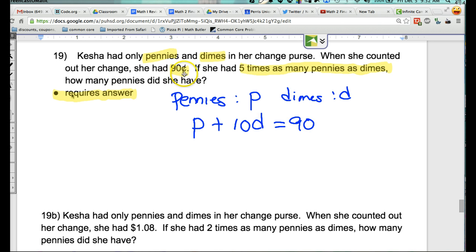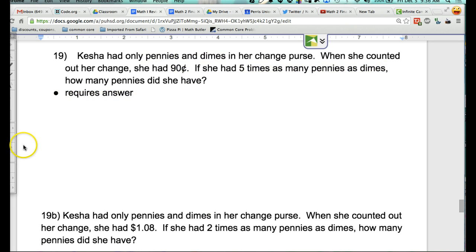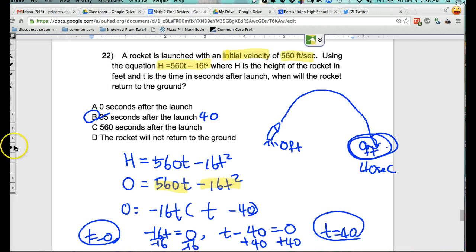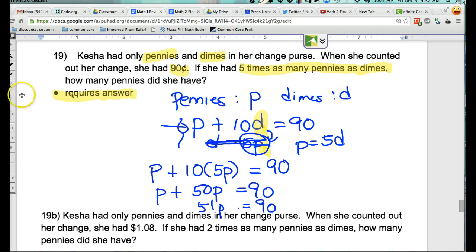If this was $2 instead of 90 cents, what would you put? You would put 200. But anyhow, there you go.